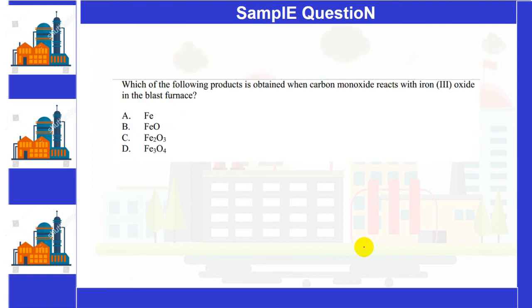So the third is: which of the following products is obtained when carbon monoxide reacts with iron oxide? Iron oxide is basically hematite in the blast furnace. So this is related to one of the stages, right? We have discussed three stages, and if you know the stages, the chemical reactions, and which is going to be reduced and which is going to be oxidized, you can answer everything.